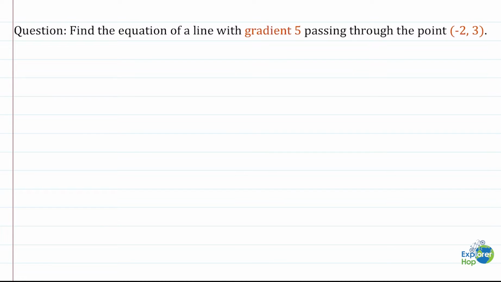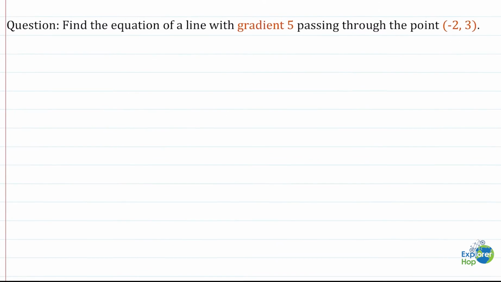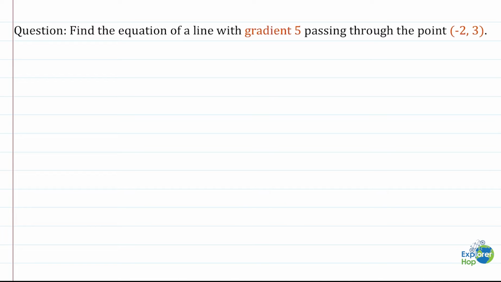In today's worked example, we'll be trying to find the equation of a line for which we are given the gradient as well as a point through which it passes. So let's start. First of all, we know that for a line for which we are given the gradient as well as a point through which it passes, it satisfies the following equation: y minus y1 equals m times x minus x1, where m is the gradient, y1 and x1 are the points that we're given.